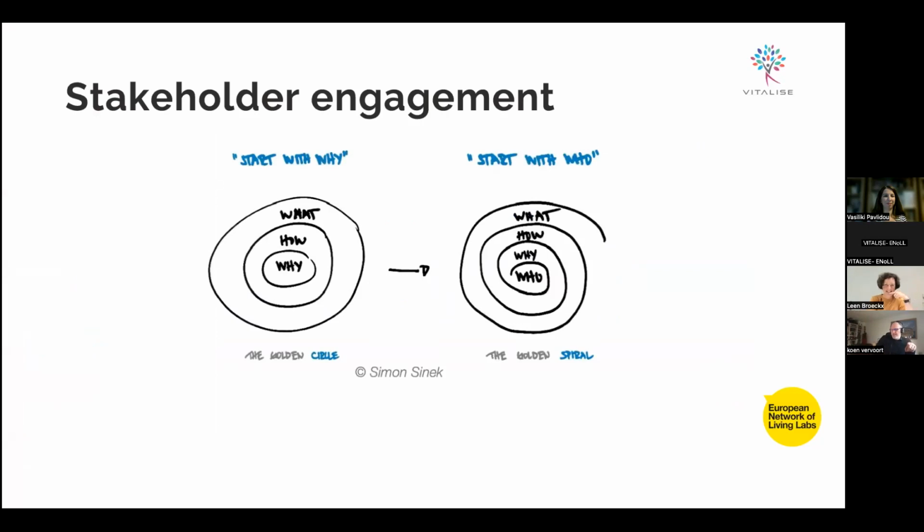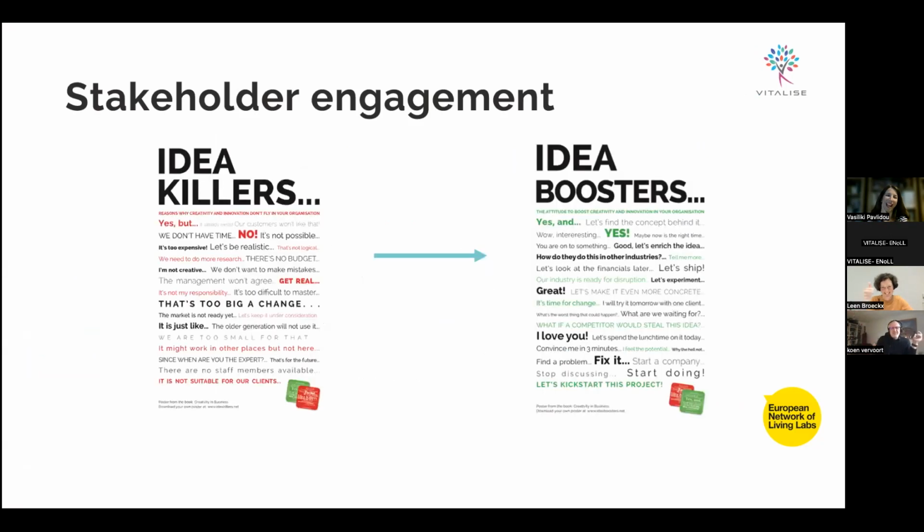Okay. So this is a slide where I was talking about Simon Sinek, and you need to start with the why, but if you talk about stakeholder engagement, you need to actually start with who, and the why will come from that. If you go to the next, those were the ID killers versus the ID boosters, meaning you always have to look at it from opportunities instead of barriers. Stakeholder engagement is about identifying opportunities and overcoming barriers while grasping them.